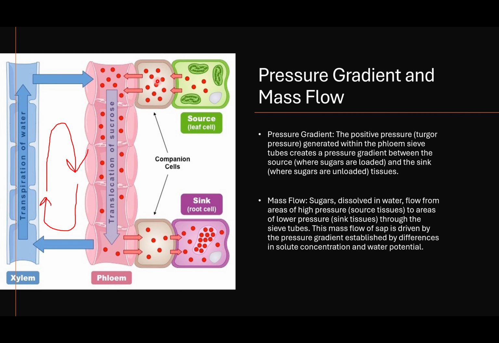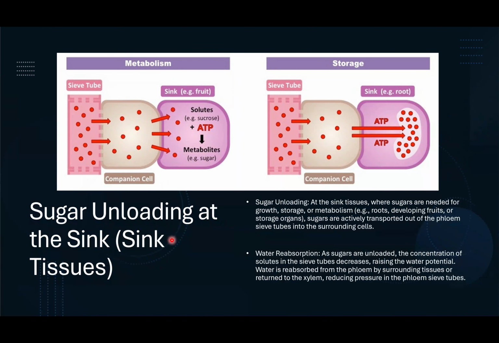But have a look at this. Here is where the active transport takes place, and then here is facilitated movement through the plasmodesmata, and then active transport would happen at the sink. We're going to look at that. So with the unloading now, we're going to have the movement from the sieve tube into the companion cell and now into the sink.